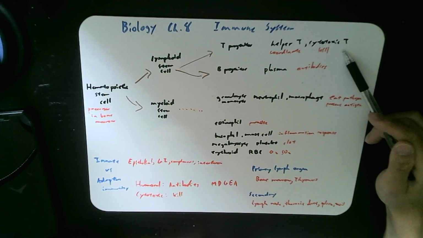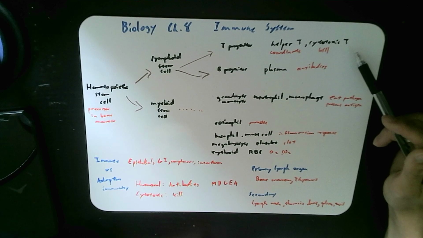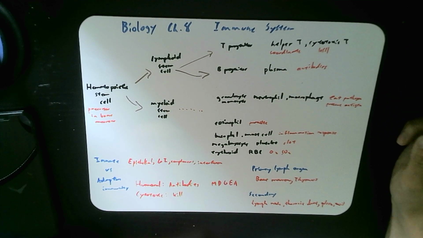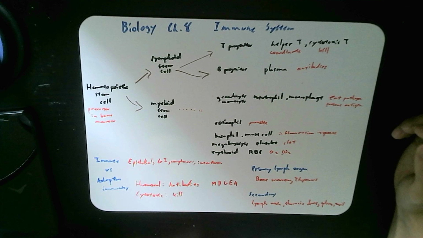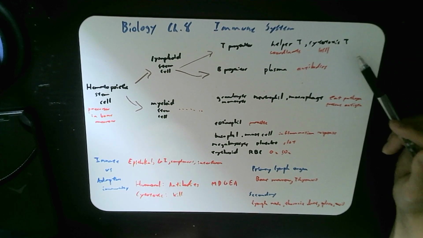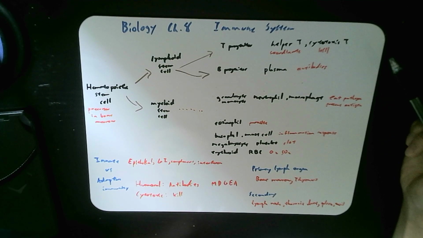Cytotoxic T cells recognize antigens on MHC class 1 molecules that are on the cell. That is useful for virus infected cells because that comes from our own body cells. So they go straight up and kill the virus infected cells. Now, how do we differentiate the two? Well, think about CD8 molecules with cytotoxic. They ate the cell, right?